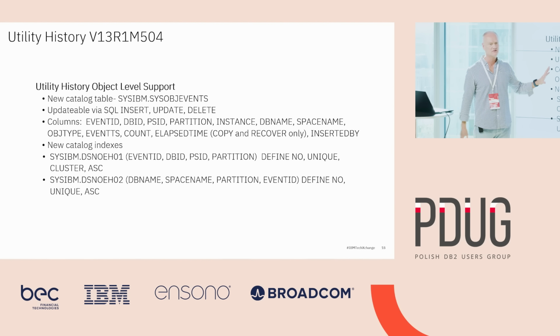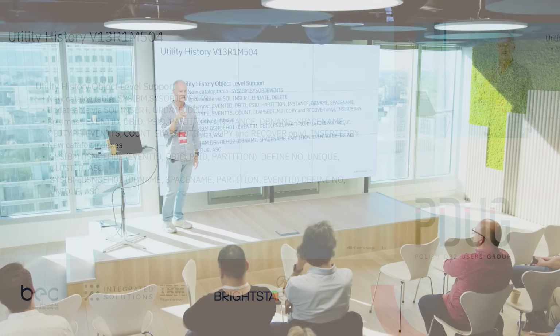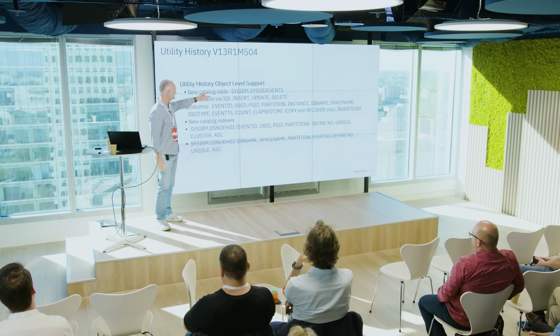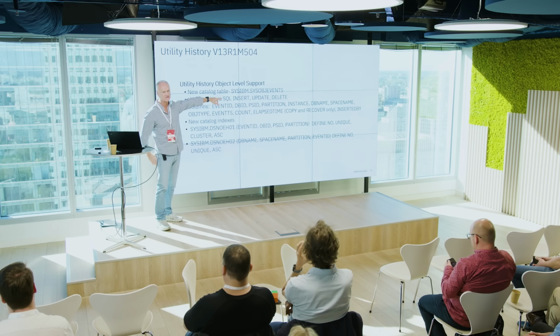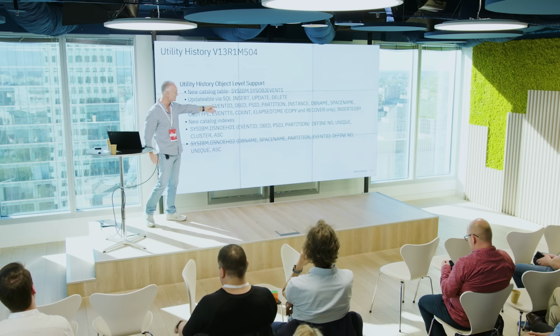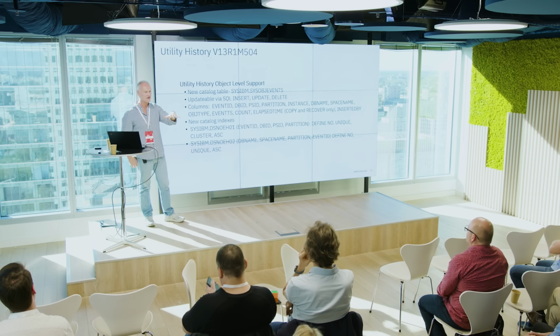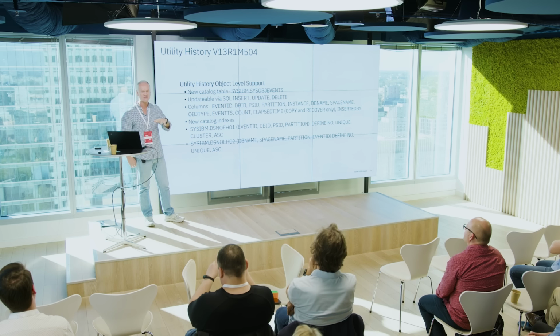So that was phase 1, and we always knew that that was not going to be good enough. So in 504, we delivered phase 2 of utility history, because although SYSUTILITIES will tell you that you've run a copy utility or a reorg utility or RUNSTATS or load or unload, it doesn't tell you what objects that utility operated against. That's what we do now with object level support, with a new SYSOBJ_EVENTS table in the catalog, so another catalog table. Again, it's got an event ID column, so you can match this up with SYSUTILITIES, and it has one row for every page set that is touched by every utility.